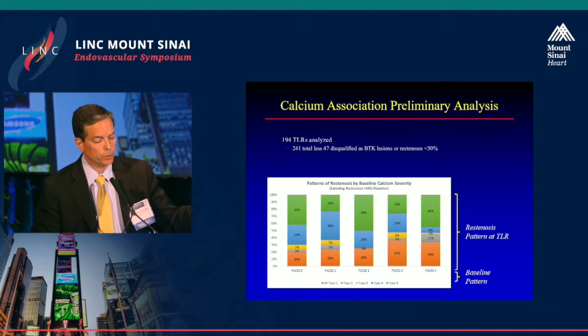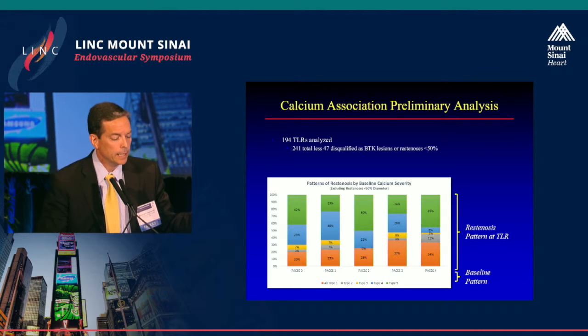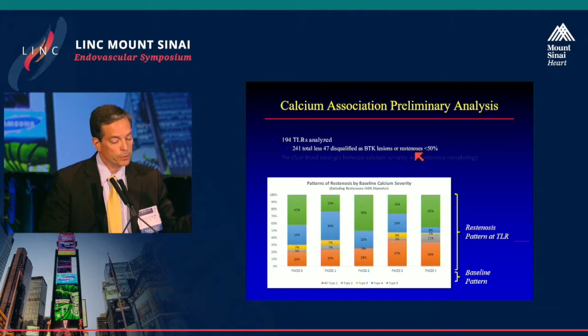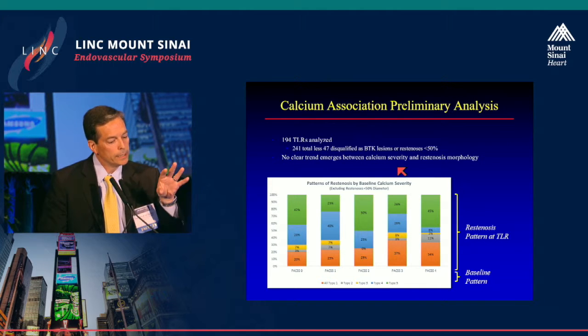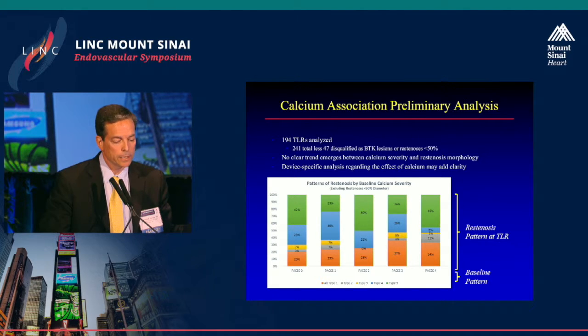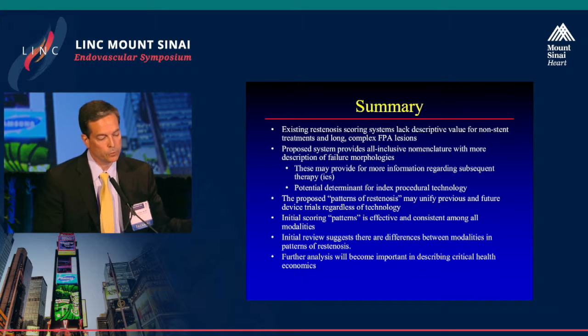We also looked at calcium. I know Chris Rocha-Singh is very interested in this aspect, and he will be going further into this as this evaluation continues. Of the 241 lesions, 47 were disqualified as either below-knee lesions or restenosis less than 50%. But there did not seem to be a clear trend, at least from the initial foray of 194 TLRs, between calcium severity and restenosis morphology, which was a surprising finding. But device-specific analysis regarding the effect of calcium may add some clarity to this. You may separate out atherectomy devices versus stenting, but that does become an important conundrum as we move forward.